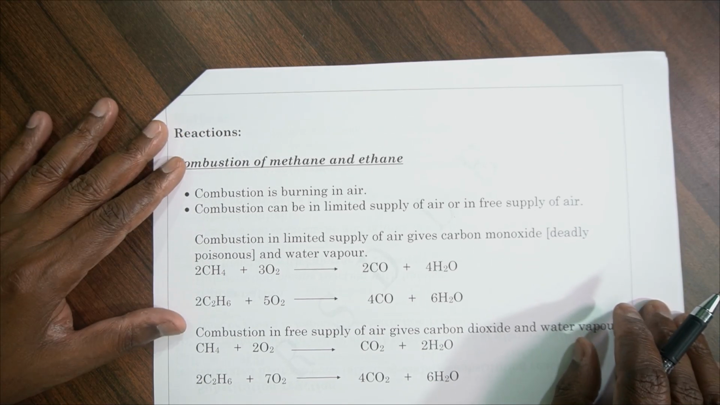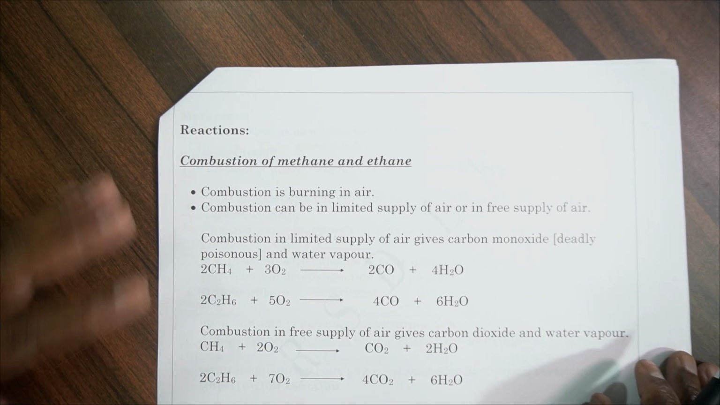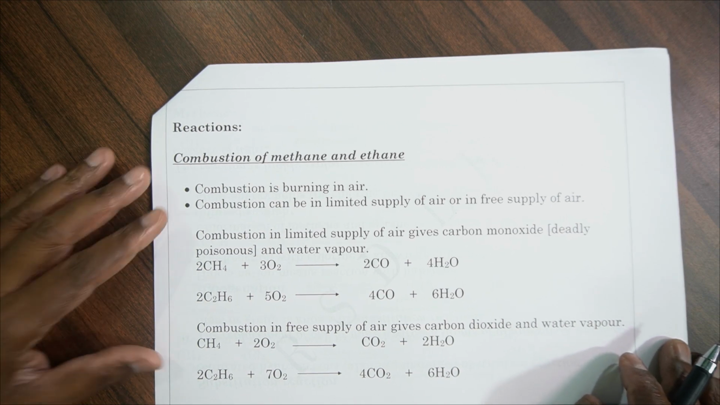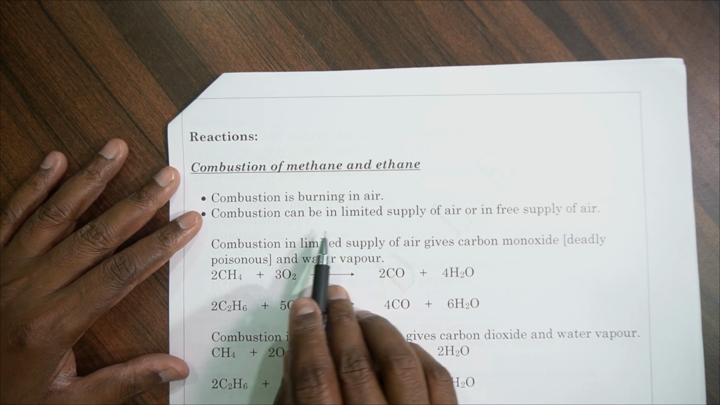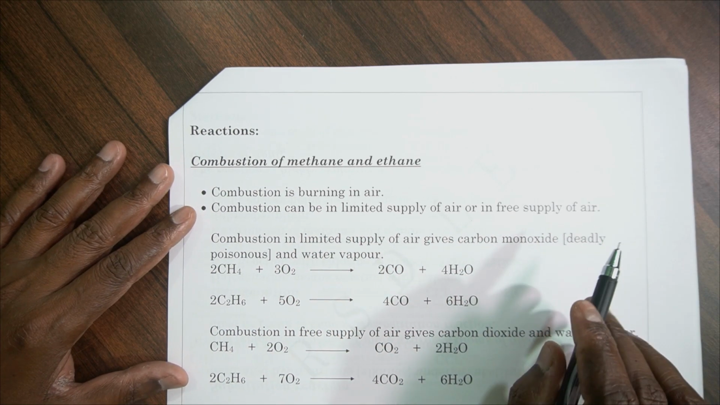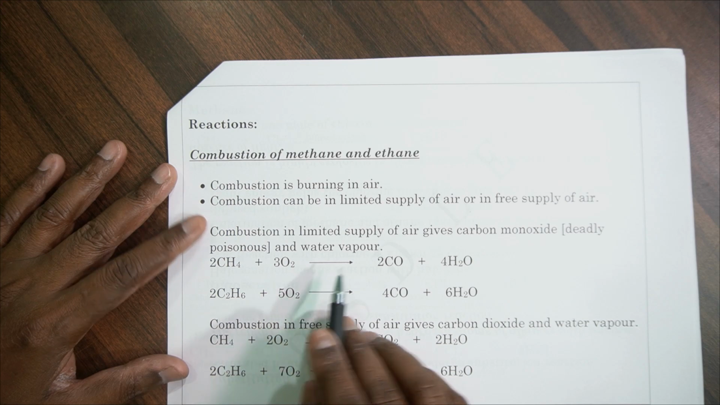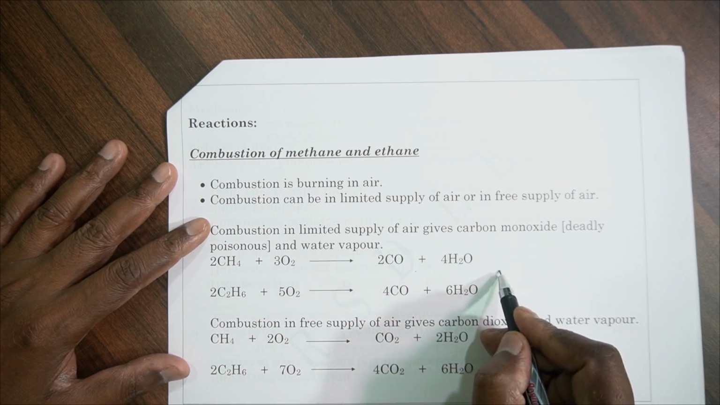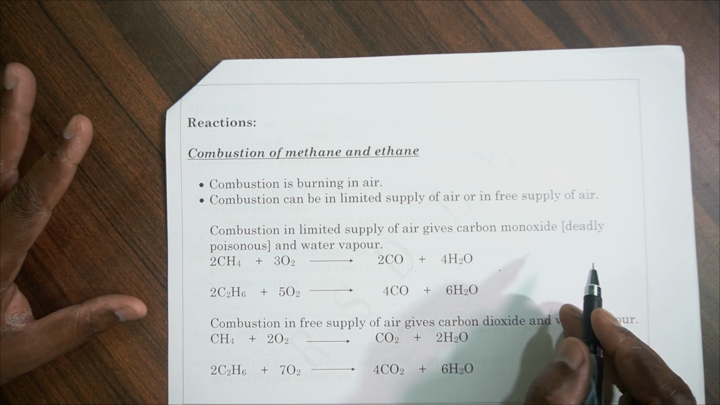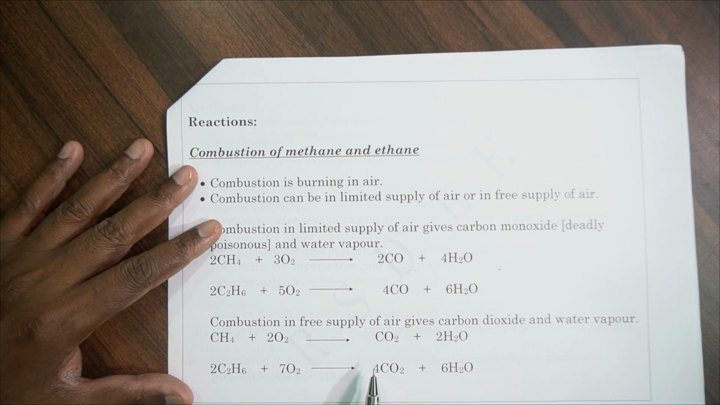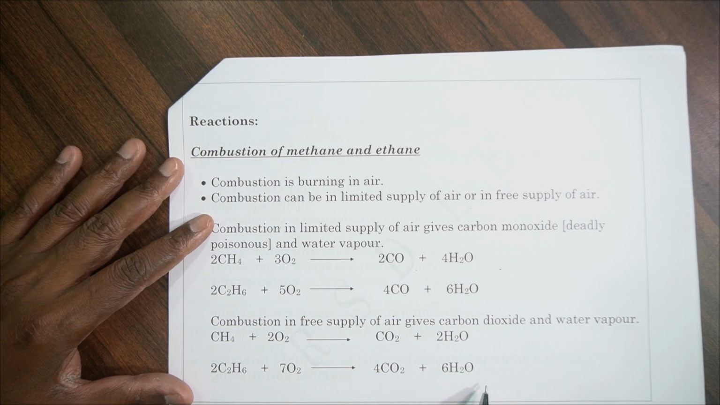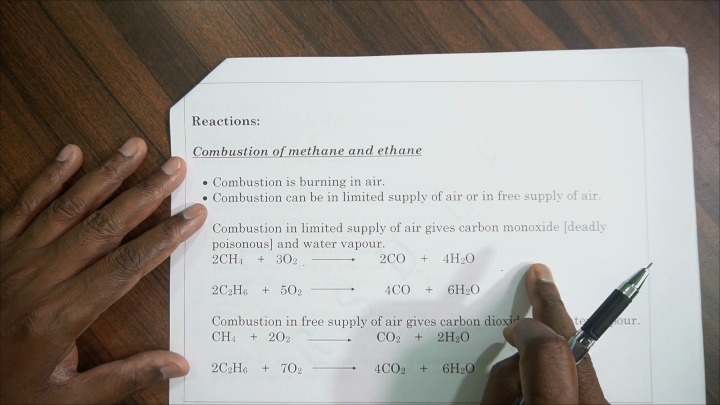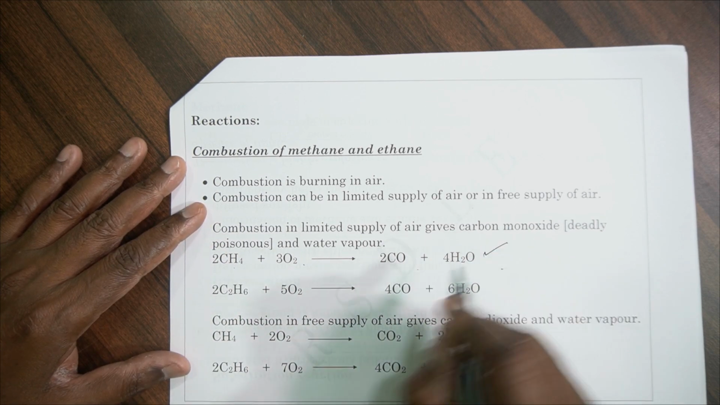Now, reactions of methane and ethane. We know methane and ethane are saturated hydrocarbons. Any hydrocarbon can burn, so they are combustible. Burning in air: limited supply of air and free supply of air. When the air supply is limited, carbon monoxide and water vapor are produced. And when there is abundant supply of air, you get carbon dioxide and water vapor. So you write CH4 plus O2 gives CO plus H2O and then balance the reaction.